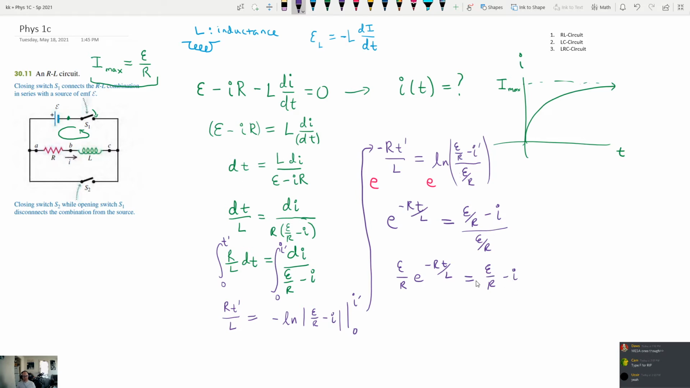And we just solve for I, so we get that the current as a function of time is equal to E over R times 1 minus e to the negative rt over L. That's it. That's the answer. Anyone have any questions?